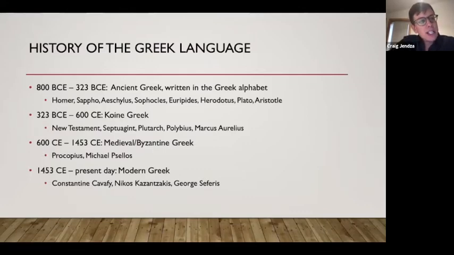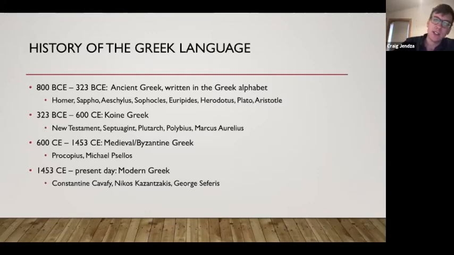After 323, that's when Alexander the Great died, we start a new period, and this is called Koine Greek or Common Greek. This is the language of the New Testament. So we started off saying that we're familiar with that. The Septuagint, which is the Greek translation of the Hebrew Bible, is written in Greek. Other authors like Plutarch and Polybius and Marcus Aurelius, they're all writing in this Koine Greek. And then after that comes medieval or Byzantine Greek.